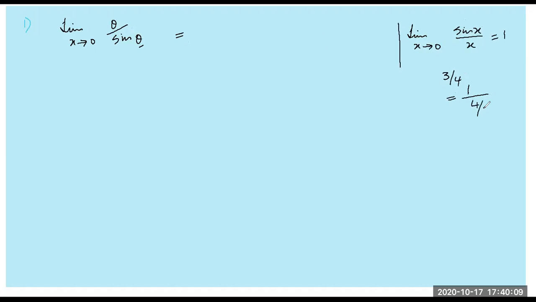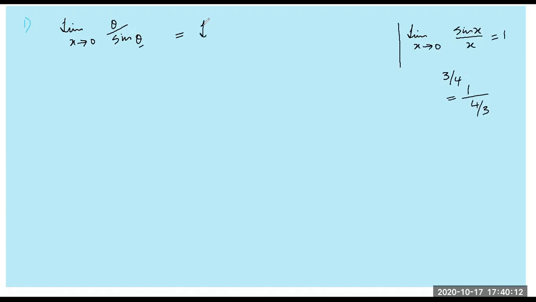Okay, guys. So we are asked to find limit x approaches 0, theta by sin theta. Remember, students, theta is in radians. We have the limit, limit x approaches 0, sin x by x is equal to unity. So we want to bring this function to this form. How can we do it? See, the trick is 3 by 4 is equal to 1 by 4 by 3.